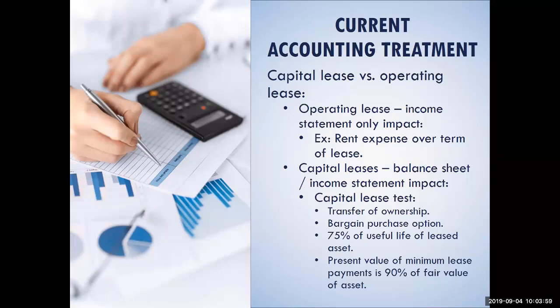The tests in this capital lease section are bright line tests: if ownership transfers, if there's a bargain purchase option, or 75% of the useful life, or the 90%. Those are bright line tests. It's important to know that, as we get into a slide later on and talk about the shift in accounting treatment, we're going to build on how it differs from the current guidance.